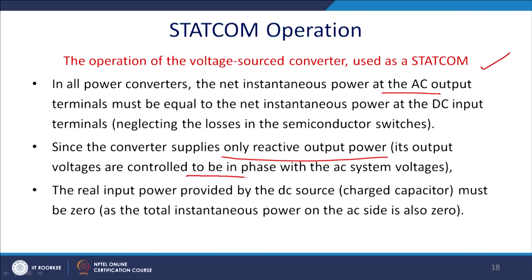Since the converter supplies only reactive power, its output voltage is controlled to be in phase with the system voltages. This is one of the requirements. The real power is provided by the DC source or the charged capacitor. The real power from the DC source must be 0, as the total instantaneous power on the AC side is always 0. So, you require the DC source to feed only the losses, because you are supplying the reactive power, you are not supplying any real power, right. So, for this reason you should have a 0 DC current.